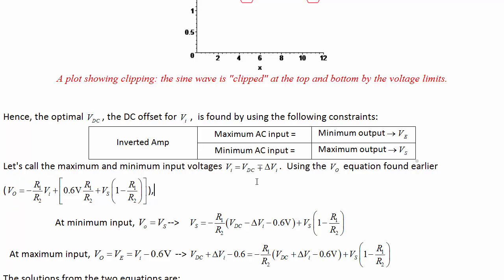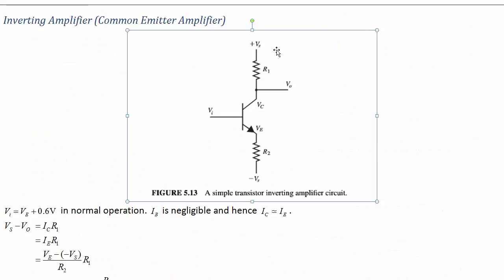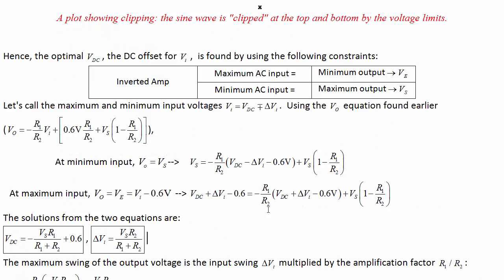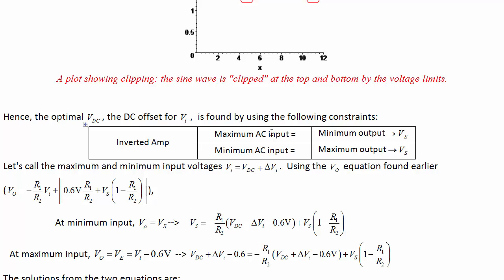This is just going to be a solution for that. This is one of the things you need to do in lab 3, although for a slightly different circuit than this. Still, the same approach applies. Your optimal voltage is going to be the DC voltage where you have the most range in AC signal. So what we do is we say the maximum AC input is going to give the minimum output, because it's an inverting amplifier, and the minimum output is when the output is VE. And the minimum AC input is when we get the maximum output, which is just Vs.